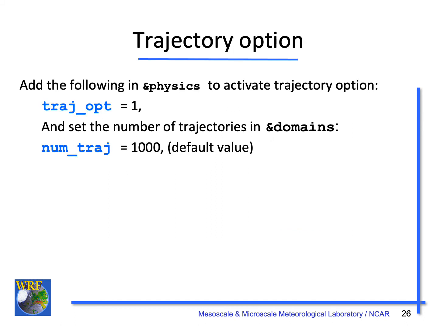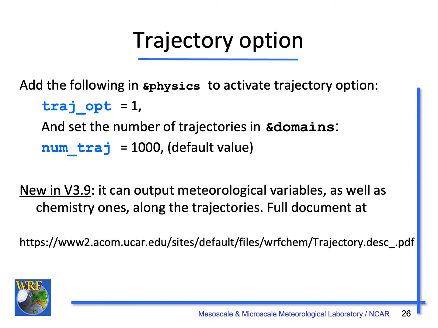The WRF model also has a trajectory option. It is activated by namelist option traj_opt, and the number of trajectories can be set too. In addition to the locations of each trajectory, one can obtain the atmospheric variables along the trajectory. Hence, this can be a very powerful diagnostic tool. The trajectory start locations are specified in an additional input file, and the full documentation of this option can be found in the file shown on the slide.